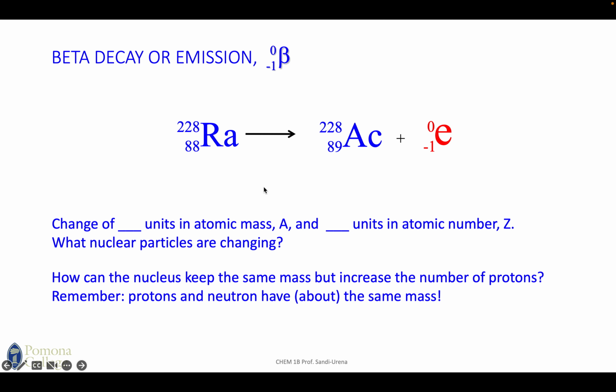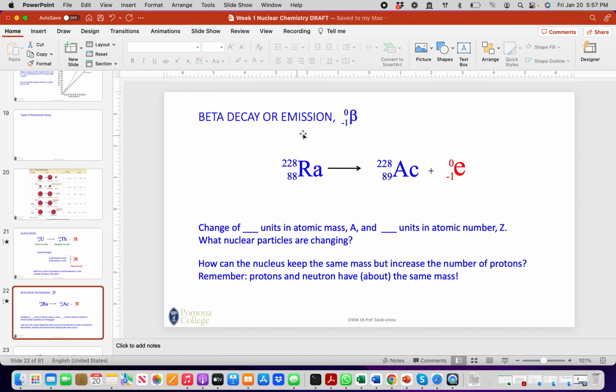So we can answer this question: what happened? The change in atomic mass was how many units? It went from 228 to 228, so 0. And how many units in atomic number? 88 to 89, so -1. So what is the particle that was emitted? An electron, or beta particle. Now, the big question is, how come we can change the atomic number without changing the atomic mass? That's interesting, and we will answer that question in the next video.